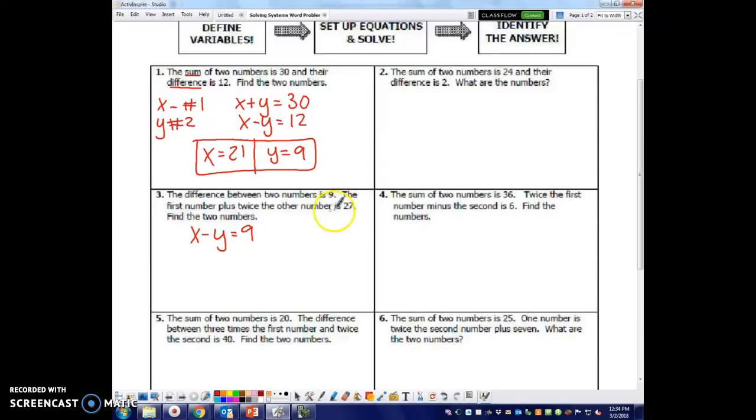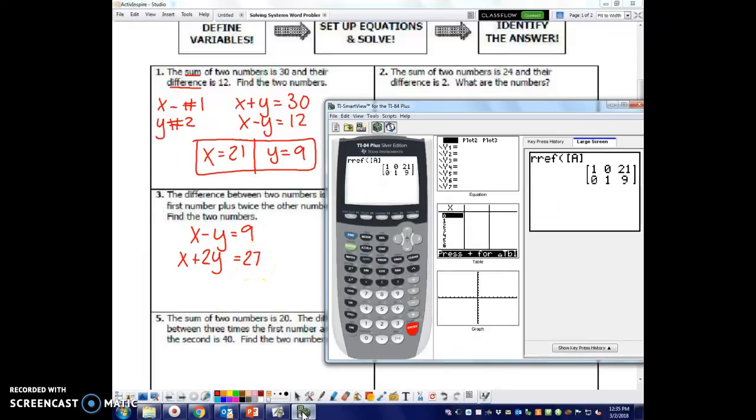Let me give you a hint. When it says is, that means equals 27. So the first number plus twice the other number will give you 27. Okay, so now we're going to solve it. I'm going to use matrix again. That's my favorite method for solving systems.